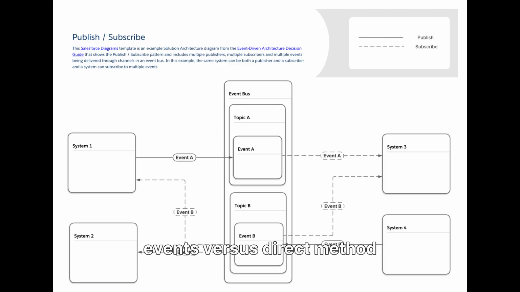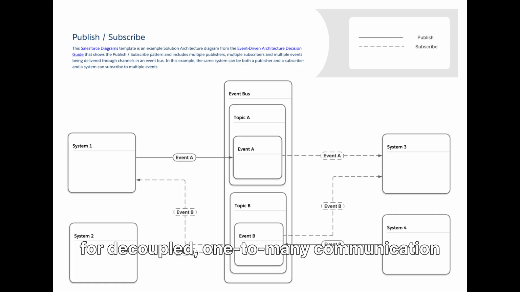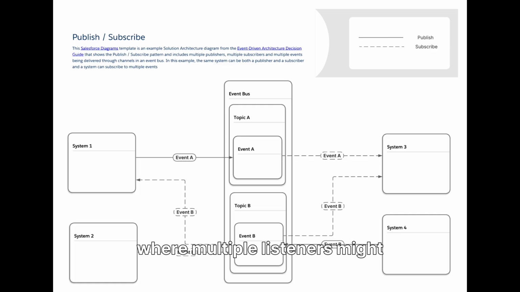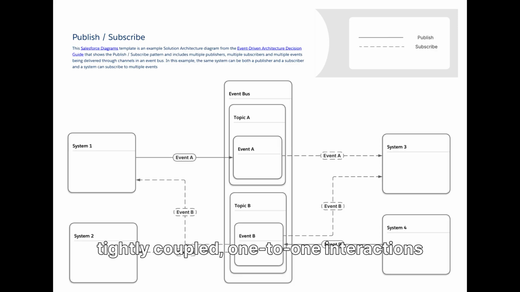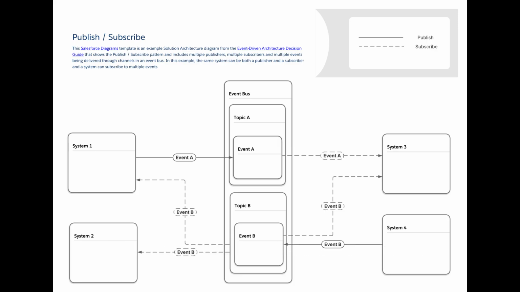Consider when to use events versus direct method calls or other communication patterns. Events are best suited for decoupled, one-to-many communication where multiple listeners might react to a single occurrence. In contrast, direct calls are more appropriate for tightly coupled, one-to-one interactions where a specific action is expected from a known target.